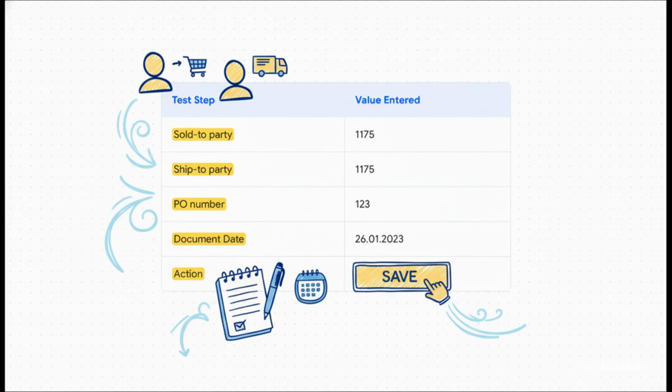Now we're at the heart of the order itself. The script punches in the customer info, the sold to and shipped to parties, along with the purchase order number and the date. With all that necessary information in there, the final command for this part is simple. Find the Save button and click it.